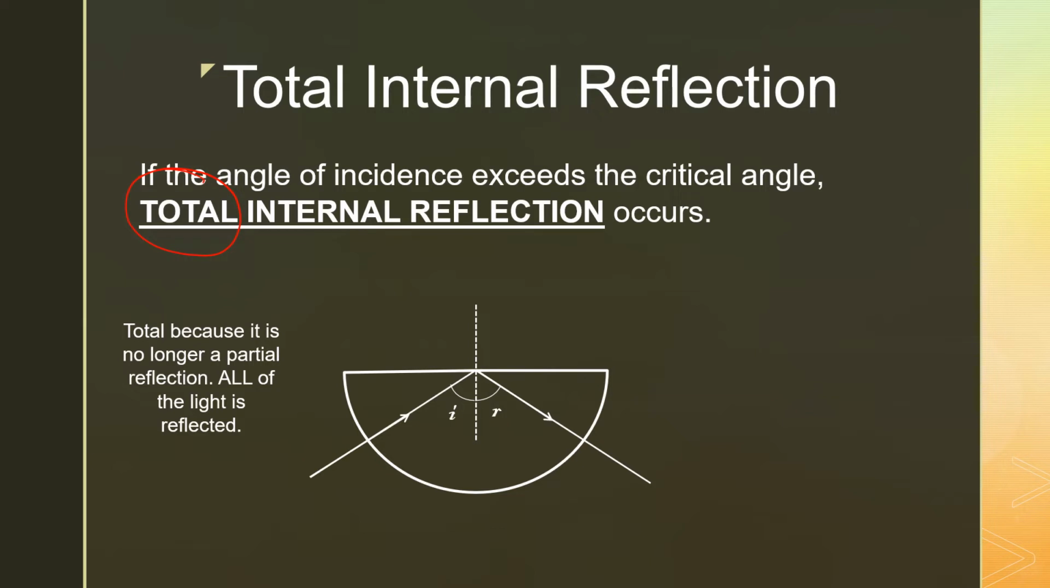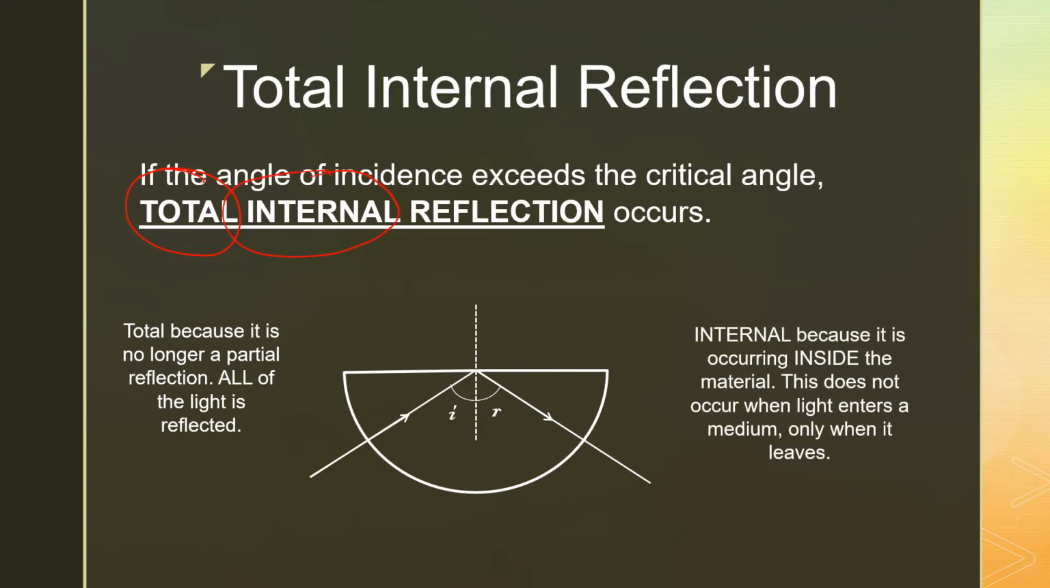Why do we call it internal? We call it internal because it always happens inside a material. Total internal reflection does not occur when we are entering a denser medium. It never happens when we're going into glass or into water. It only ever happens when we are leaving it. And so it always happens inside a material, hence why we call it internal. And obviously, why do we call it reflection? Well, because it's reflection.